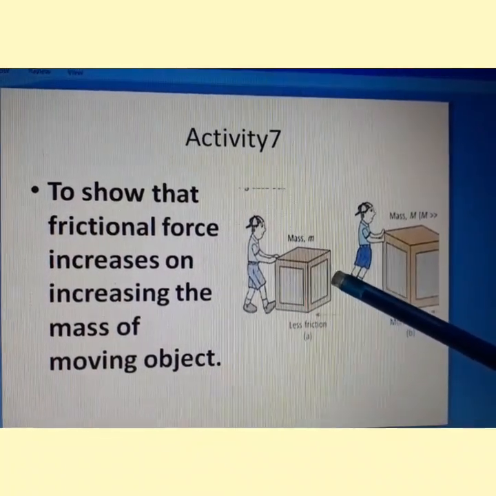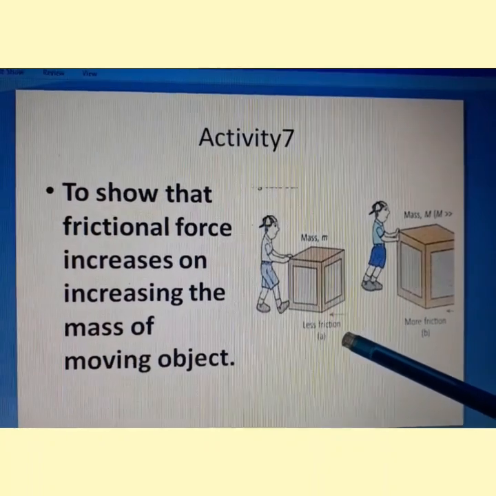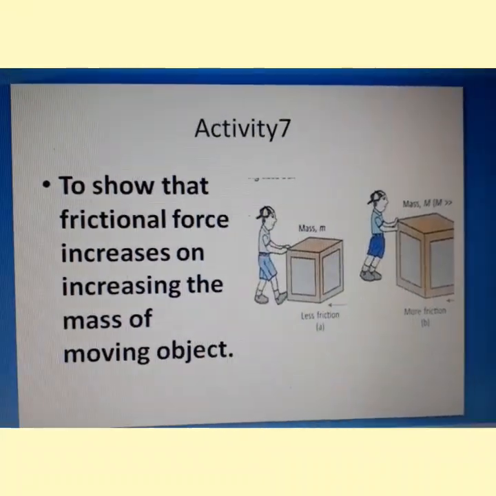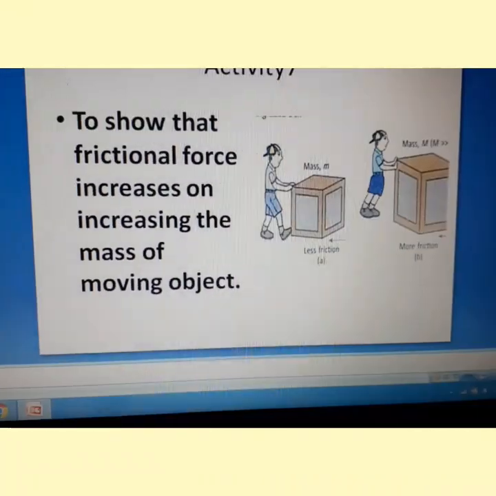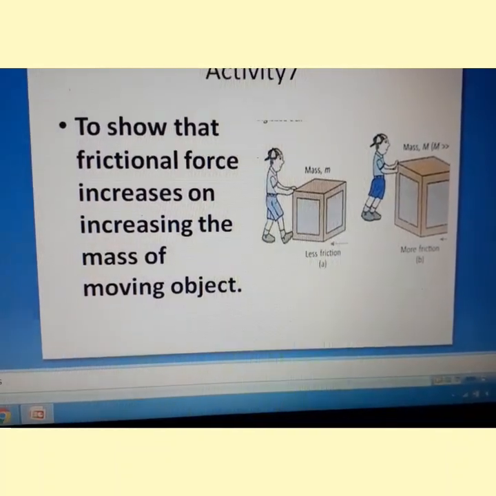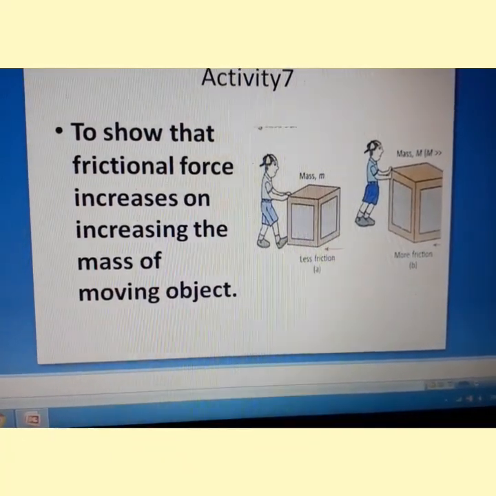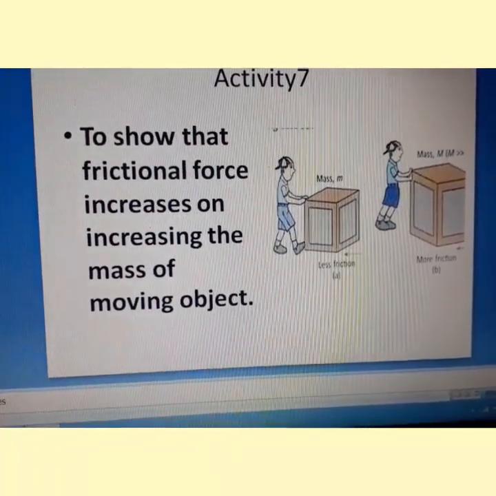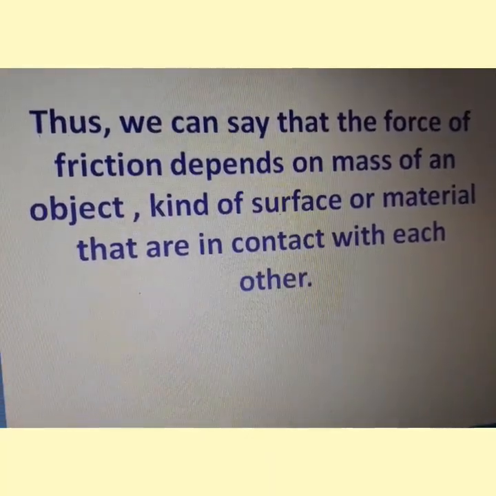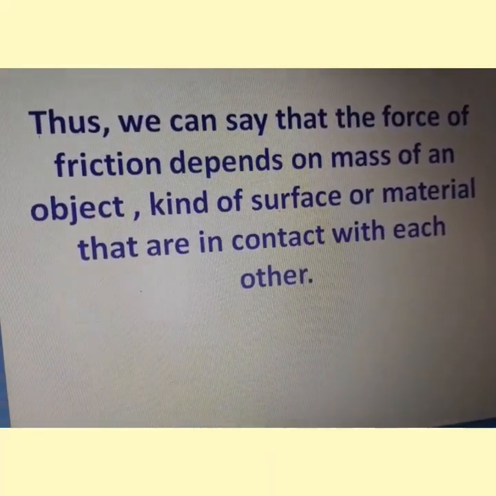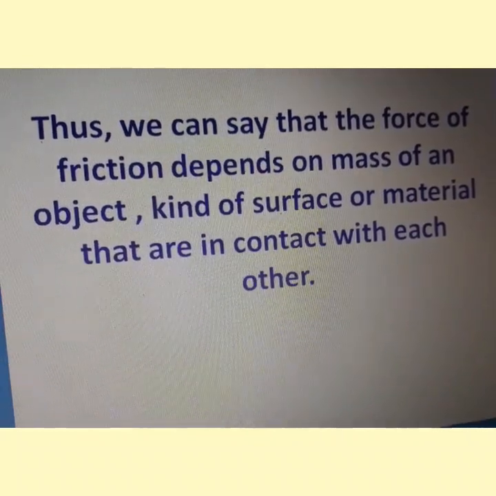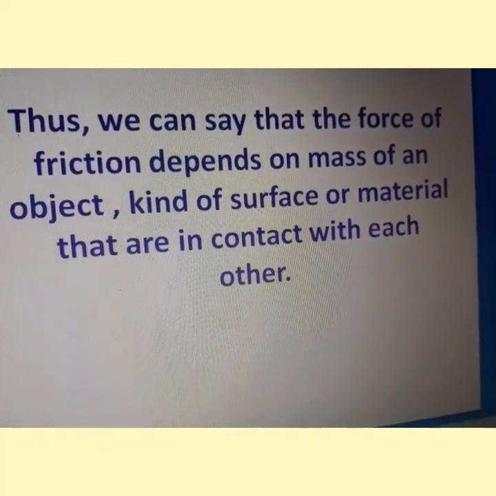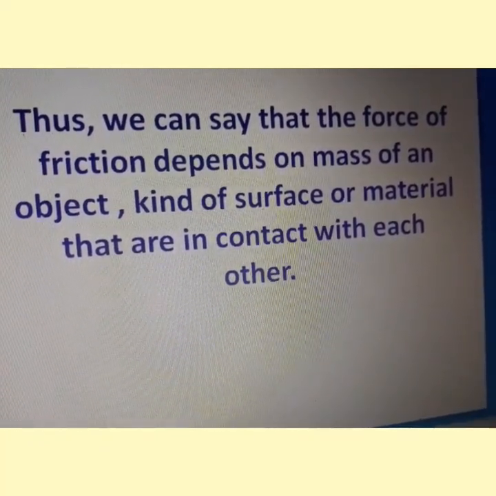The box with a smaller mass offers less friction, whereas the box with greater mass offers more friction. So we can say that the frictional force increases if the mass of an object is more. Thus, we can say that the force of friction depends on the mass of an object and the kind of surface or material that are in contact with each other.